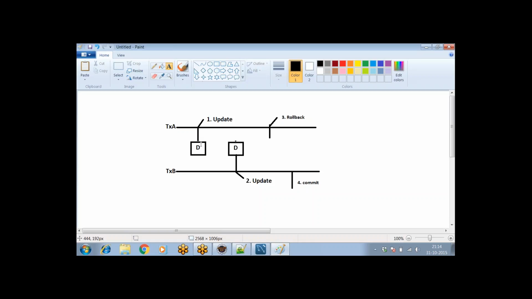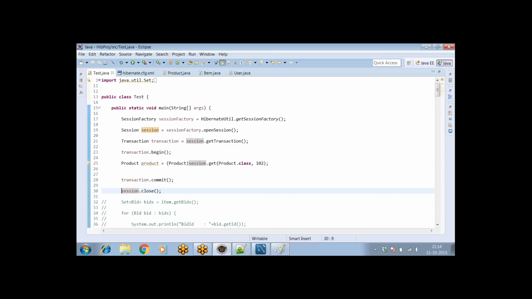Is it clear for all of you? So this way this isolation issue can be addressed. But how to set that isolation level?